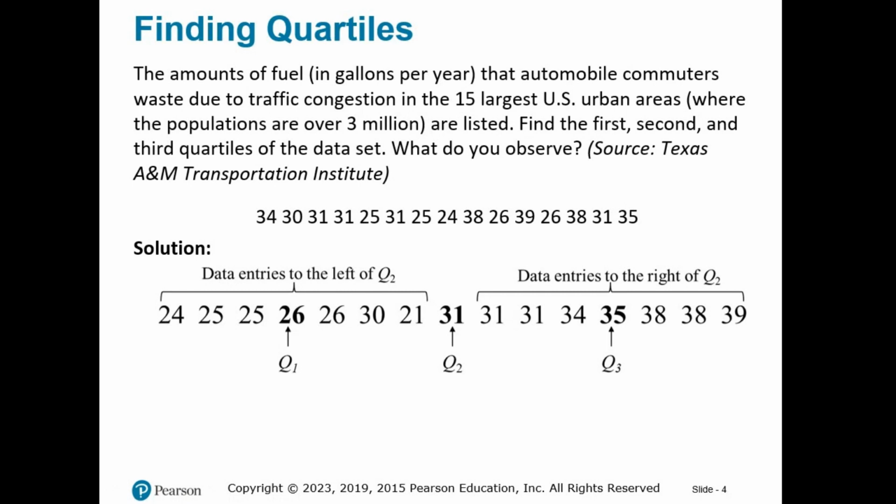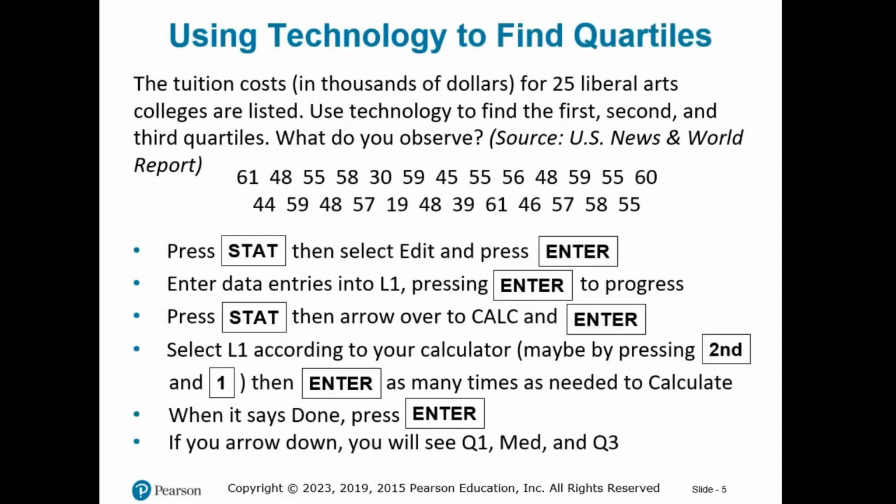Don't forget we can find values on the TI-84 too. You don't have to sort a large data set by hand. Let's do a problem with the calculator. Here's the background information. The tuition costs in thousands of dollars for 25 liberal arts colleges are listed. Use technology to find the first, second, and third quartiles.